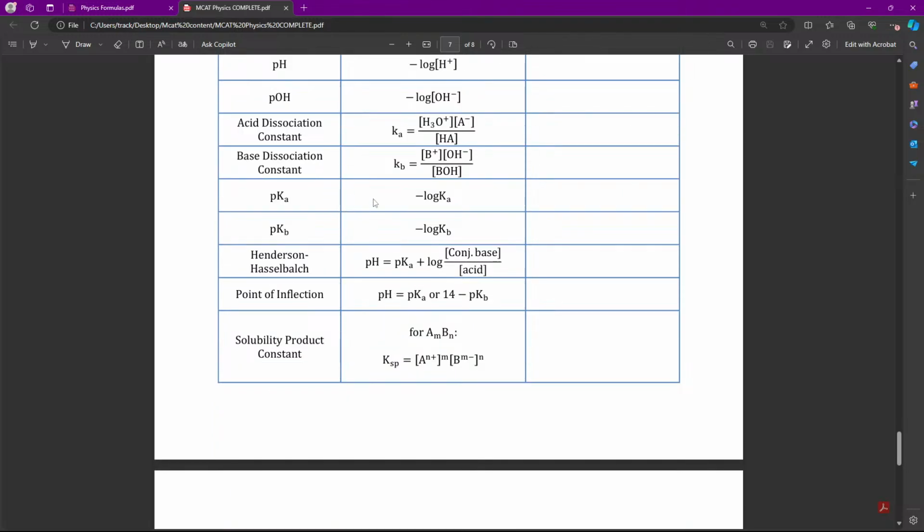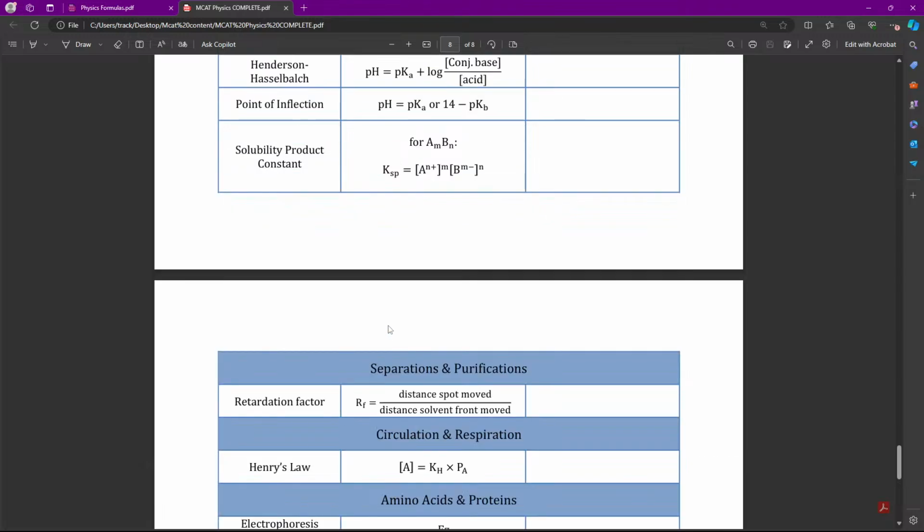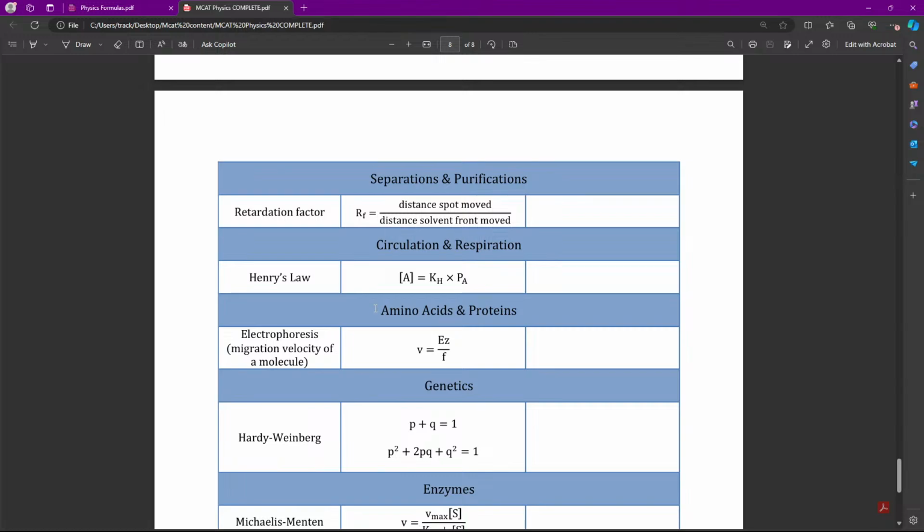Yep. All good on those. I already know those. Solubility, I know that one. Separation and purification. Oh, it is called that. Interesting.